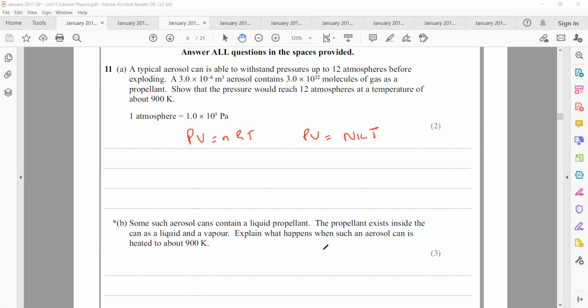So we know the pressure that is given: when the pressure changes to 12 atmospheres, we have to show the temperature is about 900 Kelvin. If we need temperature, using this equation, temperature will be equal to PV divided by Nk, where P is the pressure, 12 atm, so it will be 12 × 10^5 when we convert into Pascal, multiplied by the volume, which is given as 3 × 10^-4, and divided by the number of particles, which is 3 × 10^22, and the Boltzmann constant is 1.38 × 10^-23. When you multiply them, you will get the temperature. What's the answer when you calculate this temperature?